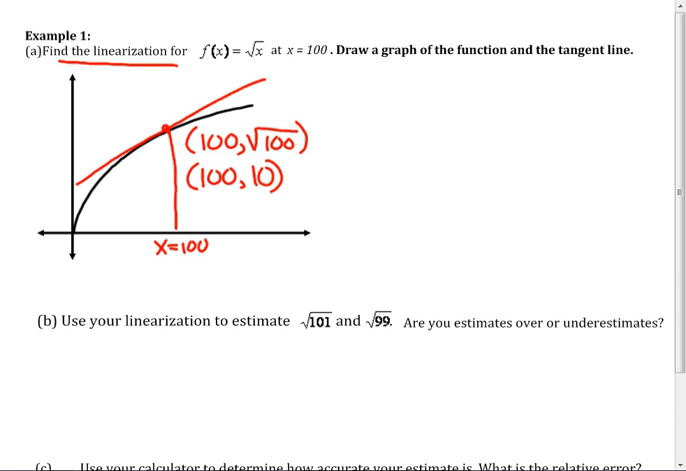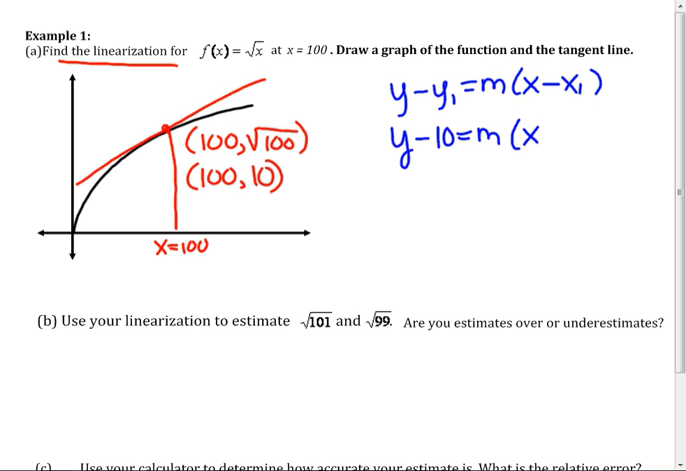And then we're going to use that linearization to find some estimates. So we need the equation of the tangent line. You guys remember how to do that, right? And I could use that formula, but I don't want to. y minus y1 equals m times x minus x1. So I have y minus 10 equals my slope times x minus 100. So in this problem, we don't know the slope. You do. How do you find the slope? It's the derivative, right? m is equal to dy/dx.